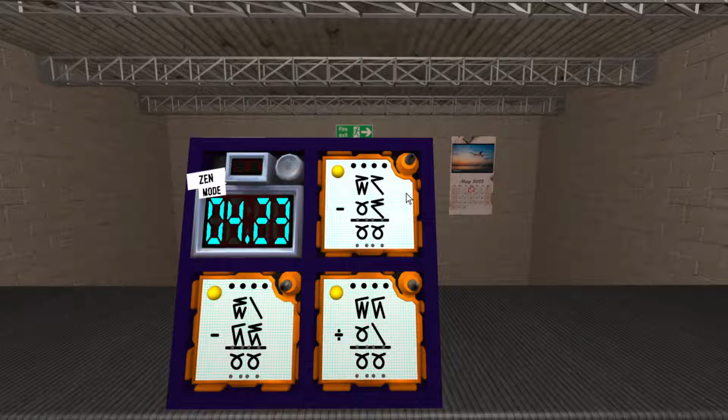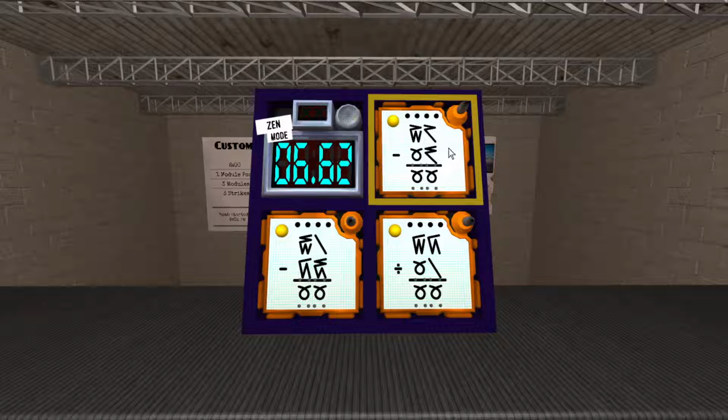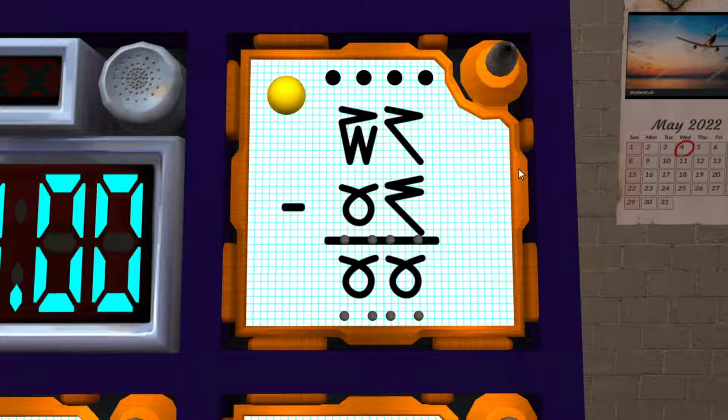It's a Blan module. That's all you need to know. Goodbye. No. So this is a module that uses different bases to represent numbers in a weird way.